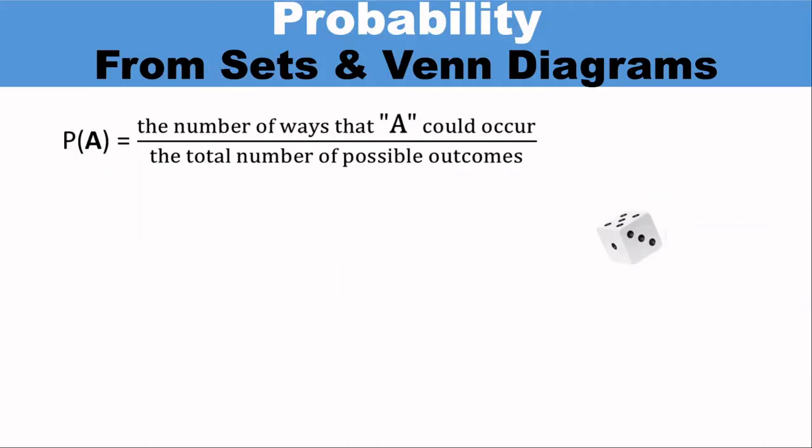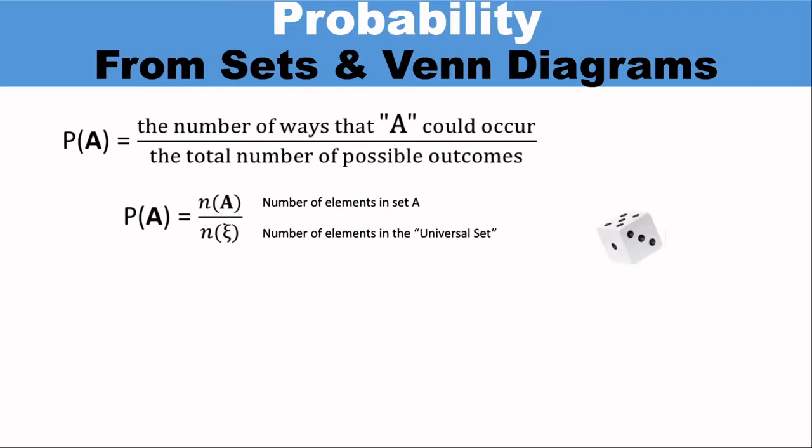We could also define probability using set notation, where the probability of event A happening is the number of ways that A could happen over the total number of possible outcomes. Remember this notation here with an N in front of the name of your set? That means the number of elements in that set. And an N in front of this symbol, that's the number of elements in the whole universe and all of the values that we might be considering for a question.